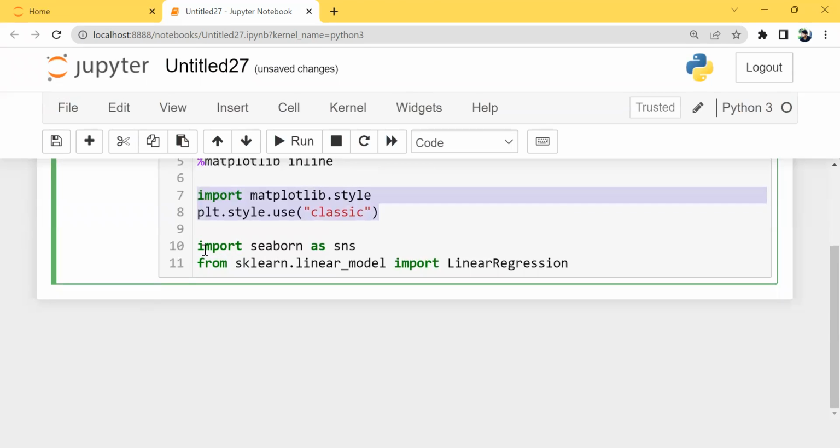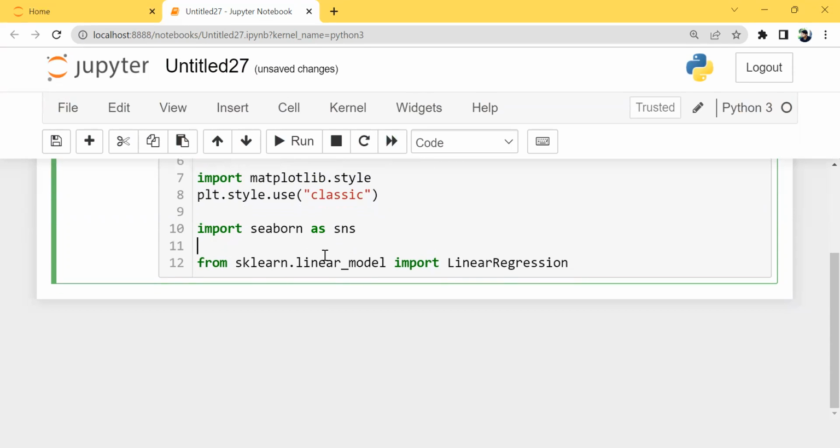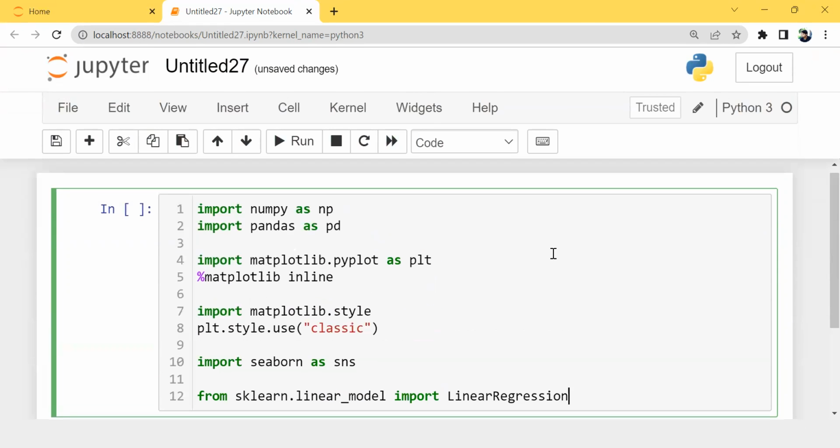And now at last I want to use the Seaborn library. This is also a visualization library, and I'm assigning it the short form sns. Finally, the purpose of our video is the linear regression model implementation, so for that I'm importing the linear regression model from sklearn.linear_model. Now when I hit shift enter, what happens? Let's see.